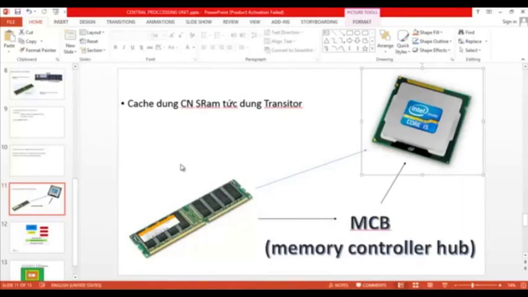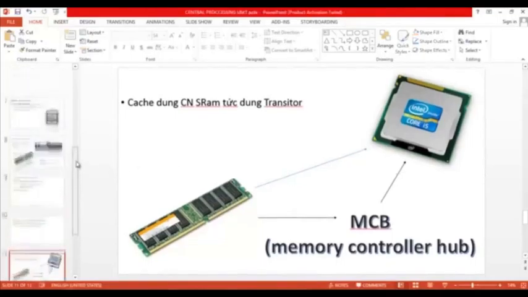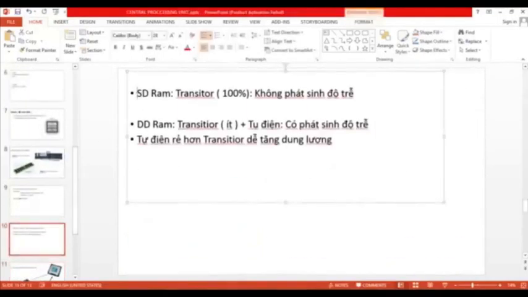Và chính vì không được phép có độ trễ đó, người ta phải sử dụng công nghệ SDRAM, 100% là transistor vì không phát sinh độ trễ. Đó chính là lý do vì sao RAM họ dùng tụ điện và bộ nhớ cách CPU họ lại dùng transistor. Vì transistor không có độ trễ, cho nên họ bắt buộc phải dùng trong CPU. Bởi vì khi dữ liệu một khi đã nằm trên CPU rồi thì bắt buộc phải xử lý rất nhanh với tốc độ rất lớn và không được phát sinh độ trễ.